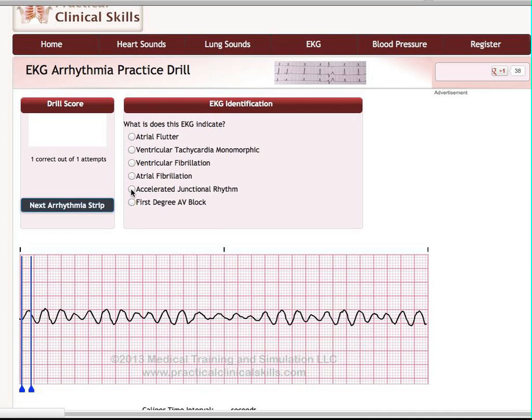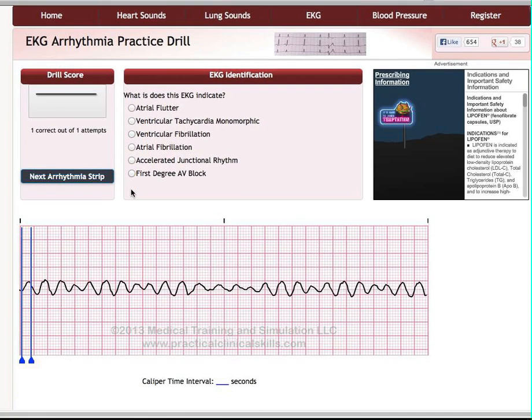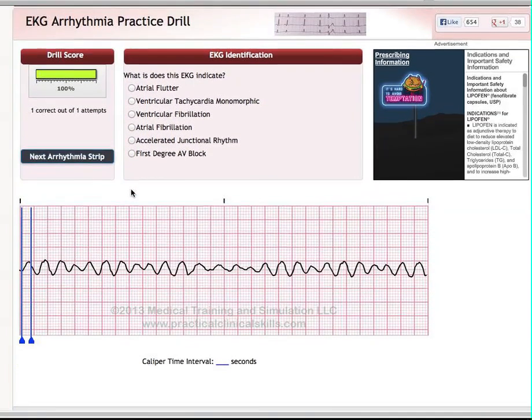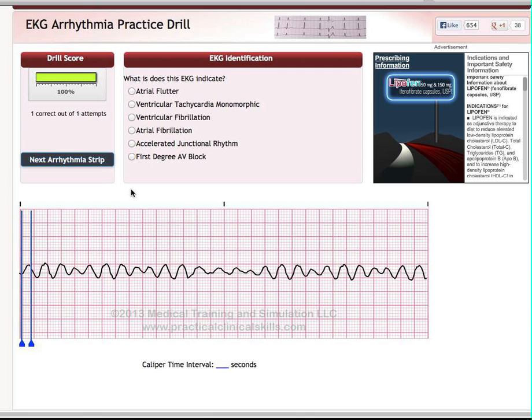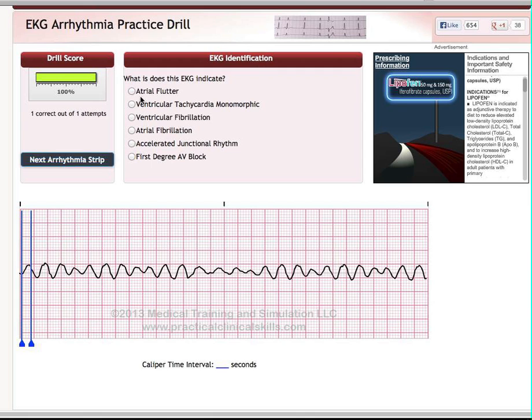Okay, so again, this is another irregular rhythm. We want to look and see, do we have any QRS complexes? Well, no. Do I have any P waves? I don't see any P waves. Any PVCs? I don't see PVCs. I don't even see a rate. So the main thing you want to look at is what kind of rhythm is this, or what's going on here. So let's see, is this atrial flutter?